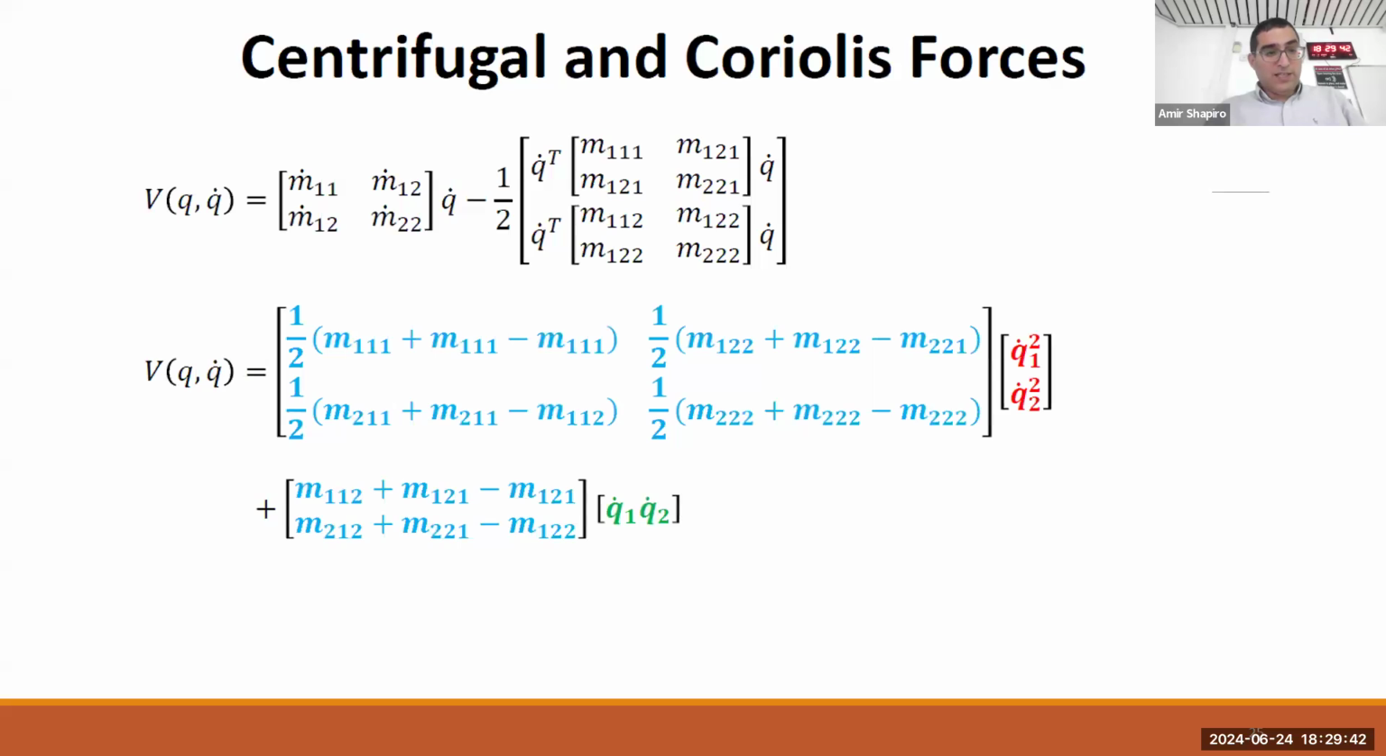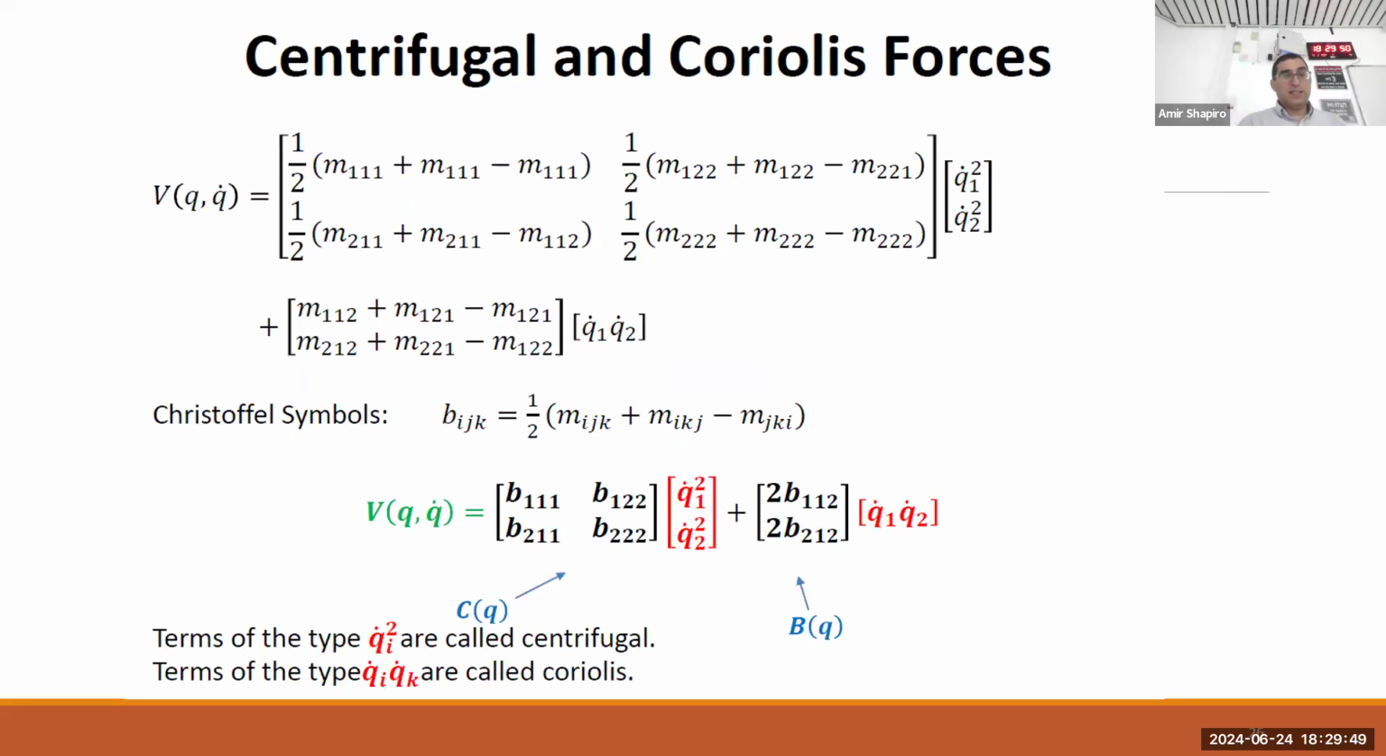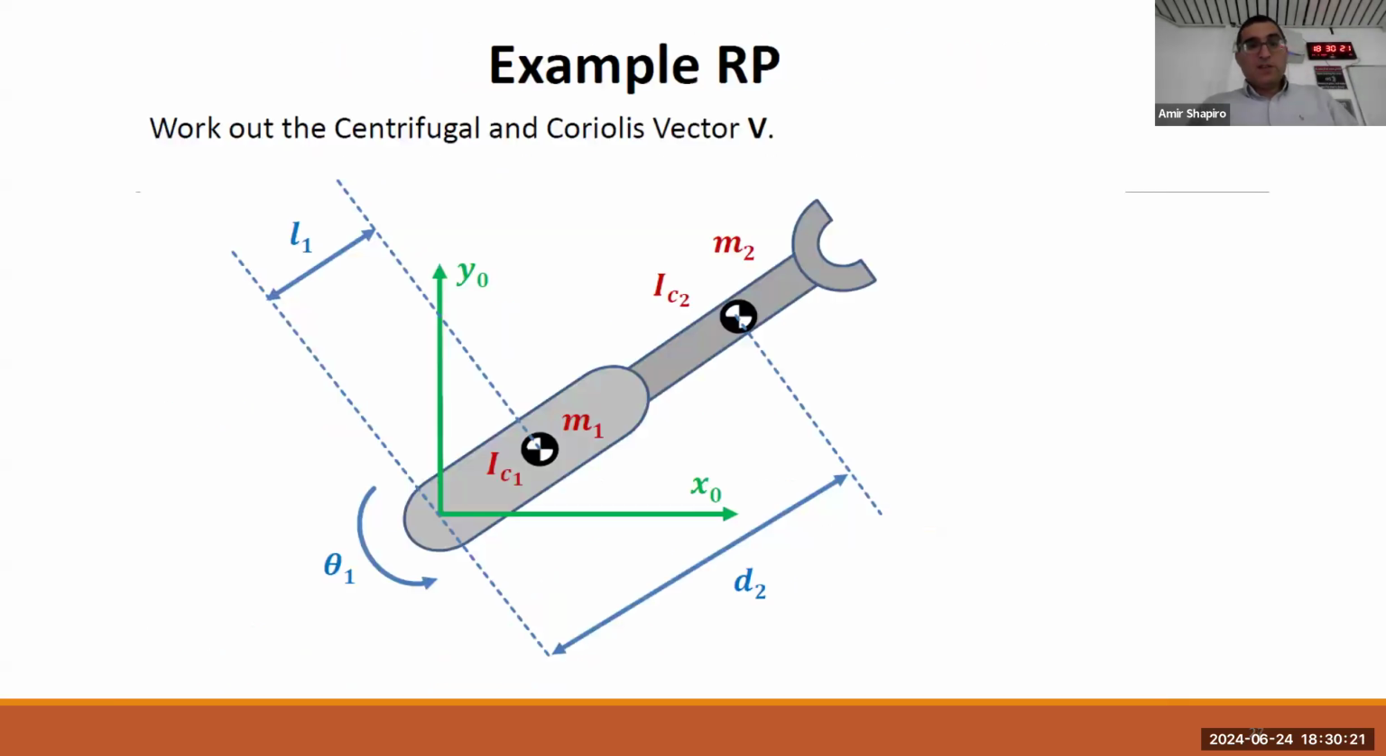So in general, it looks like this for a two-dimensional system. And we can separate this to centrifugal forces and Coriolis forces, the C and B. B is also called Christoffel symbol. It's the same thing, just going over the same operation. And you can look at it, it's exactly the same as we did before. So let's go back and work on our example.